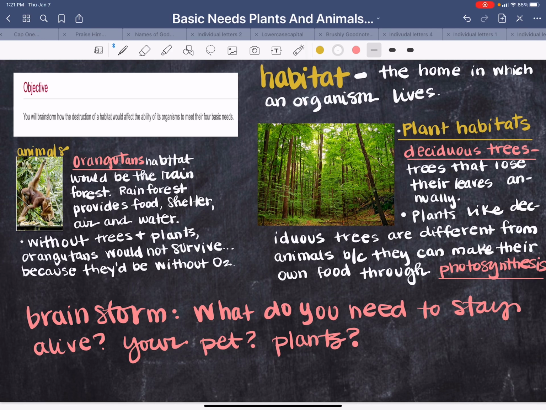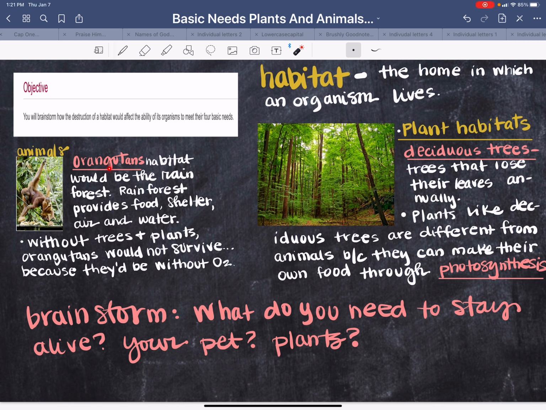Hey guys, today we're looking at the basic needs of plants and animals. Our objective is you'll brainstorm how the destruction of a habitat would affect the ability of its organisms to meet four basic needs. So we're going to start out, we're going to look at plants and animals.